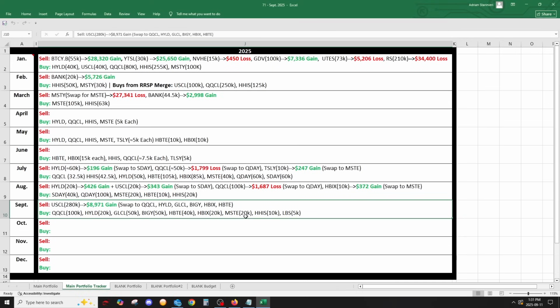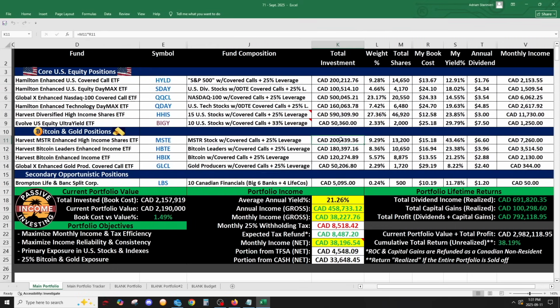Then my normal buy for the month is 20K in MSTE. Of course, I've been saying I'm going to be investing at least $10,000 in MSTE. I think it's very undervalued now. It's definitely the most undervalued out of the 3 Bitcoin positions. Obviously I'm down in it. You see my book cost is $15.18. It's about $12. Again, I have conviction in MSTR stock. An investment in MSTE is an investment in MSTR. If you don't know what MSTR is, what it does, how it works, you should not be investing in MSTE.